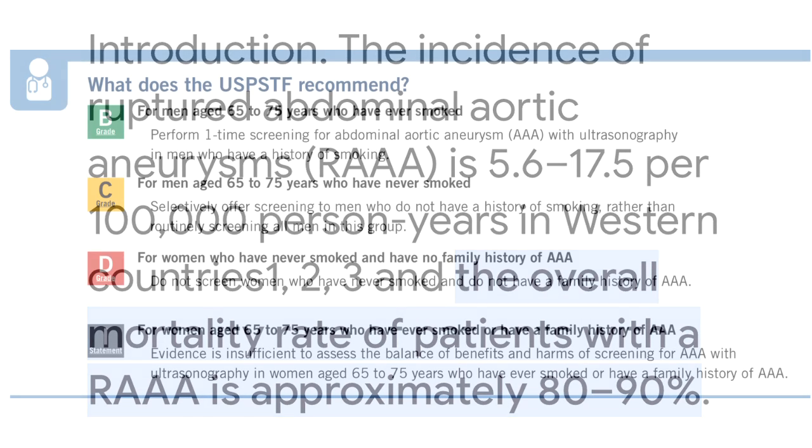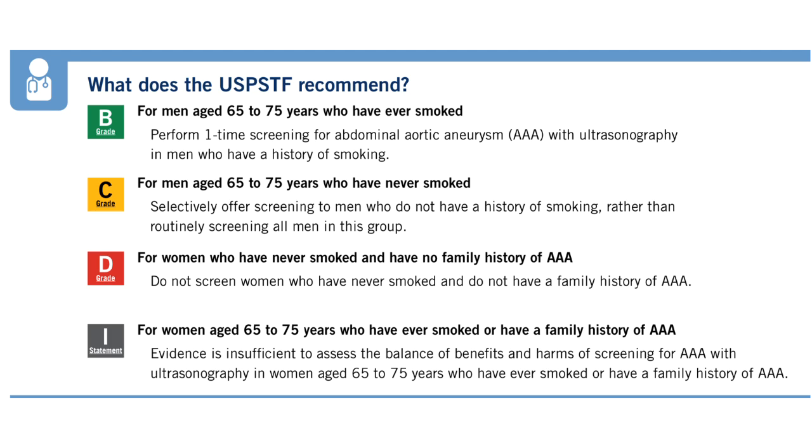So let's look at the USPSTF. This is the organization that helps us make recommendations. You'll see me mention that in videos in the future. What we use them for is to give us a sense, as a clinician, of what I should do when I have a patient in front of me. As you can imagine, you need to know who needs to get this test. If you're a man over the age of 65 and you've ever smoked, they recommend that you have a screening for this starting at around 65 years of age.